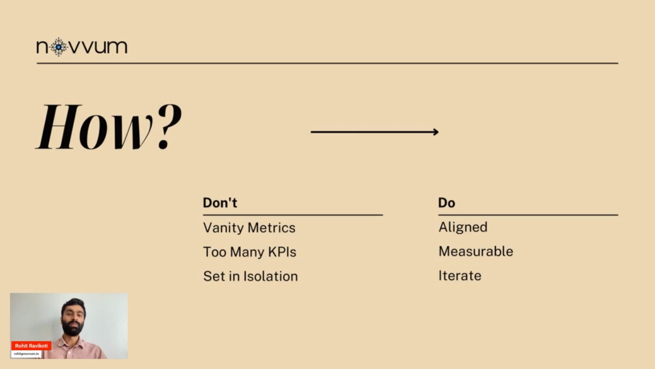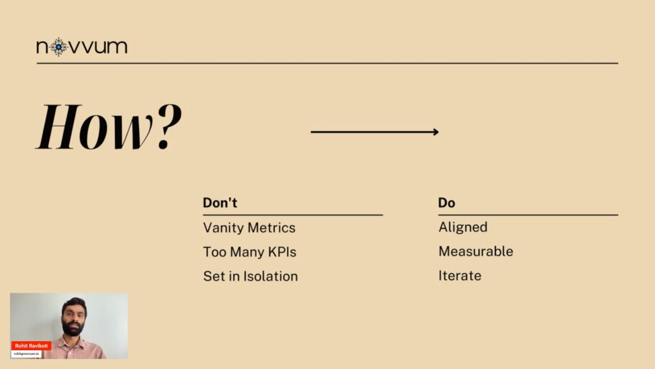Building on that, another thing to avoid is setting KPIs in isolation. I tend to see this a lot in technology teams, where you go off to build something, but maybe you're not communicating directly with the business teams or the content teams, and you set a lot of KPIs that may not be relevant to what the business needs today.